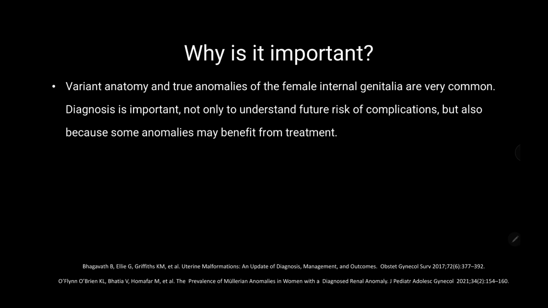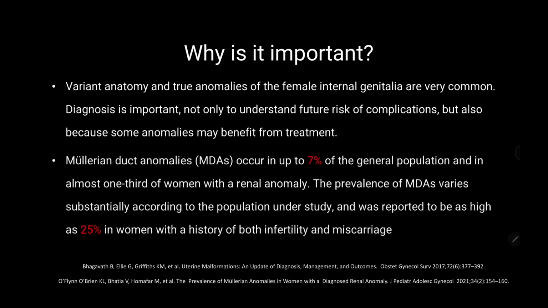Not only because of that, diagnosis is important because there are certain anomalies with certain sets of complications, and also there are certain anomalies in the Mullerian duct which benefit hugely from the treatment. Even from the incidence point of view, it is quite common. According to one study, it occurs in as high as 7% of the general population, and in females presenting to the outpatient department with a history of both infertility and miscarriage, the incidence shoots up to 25%.